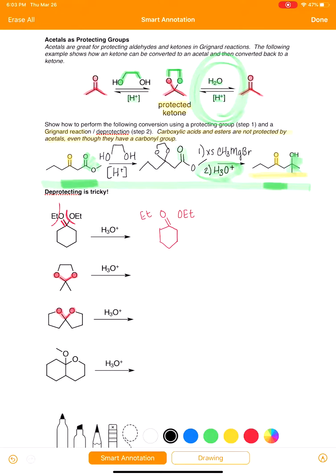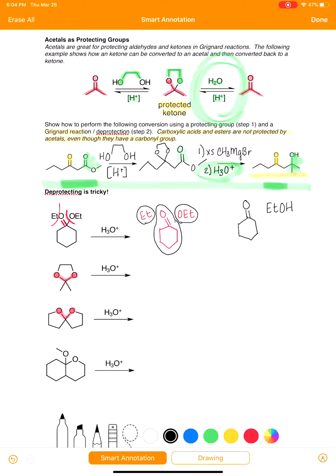So you can see right here, that is our ketone. That is one of the 3 products of this reaction. So I'm going to draw it clean. That is the structure of the ketone. The other 2 pieces, OEt and Et, those are the 2 alcohols that we used to make the acetal. What we have to do is add H to one and an OH to the other.